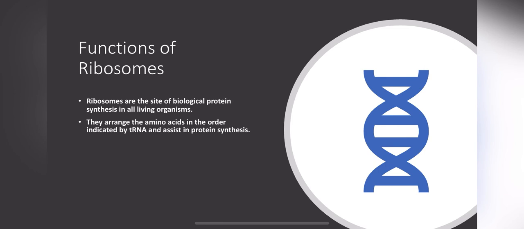Functions of ribosomes. Ribosomes are the site of biological protein synthesis in all living organisms. They arrange the amino acids in the order indicated by the tRNA and assist in protein synthesis.